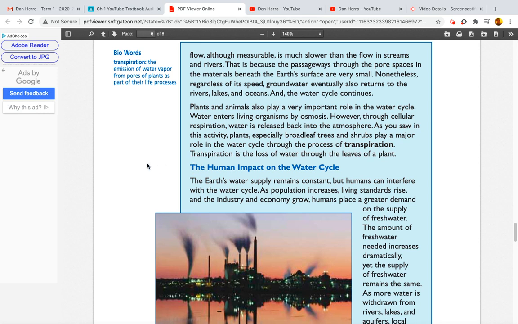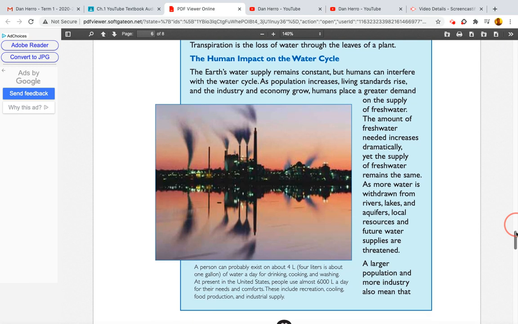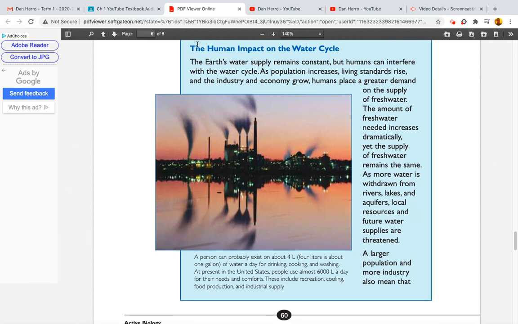The human impact on the water cycle. Let me scroll down so we can see what we're talking about here. The human impact on the water cycle.